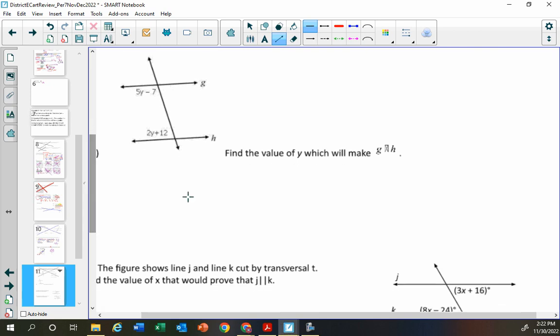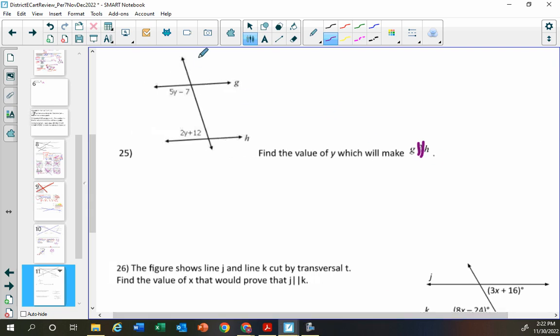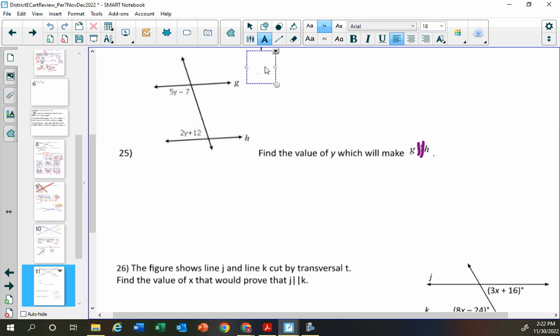Okay. 25. It's supposed to be parallel lines. But we talked about this. If the lines are parallel, you've got one of 2 options. The key is our setup. Now you can write your pairs. Well, first off, for 25, what type of angles do we have?